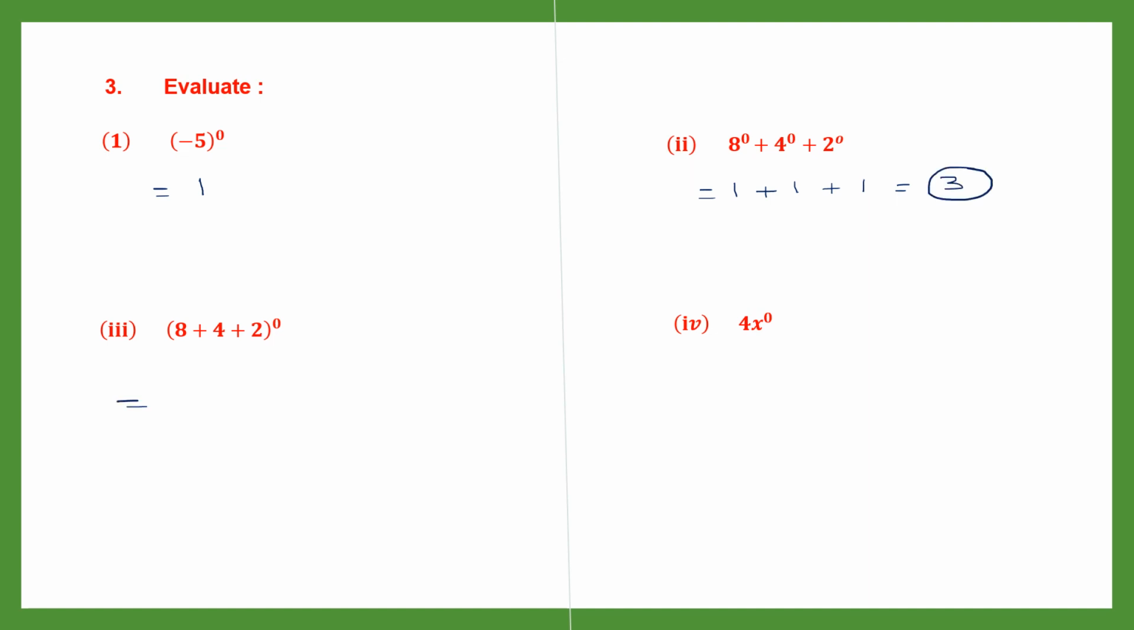Now here it says 8 plus 4 plus 2, the whole thing raised to the power of 0. So the whole thing raised to the power of 0 is 1 only. But we can still solve it. 8 plus 4 is 12. 12 plus 2 is 14. 14 raised to the power of 0 is 1. So the answer here also is 1. Now the next one here is 4x raised to the power of 0. So this 0 is only for x, not for 4. So this will be 4 into x to the power of 0, which is 4 into 1, and the answer is 4. The answer here is 4.